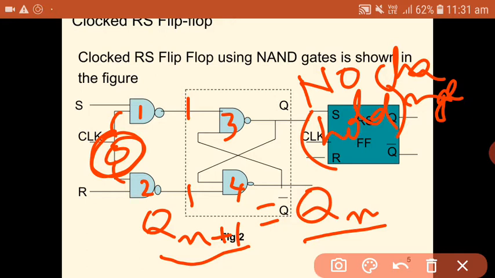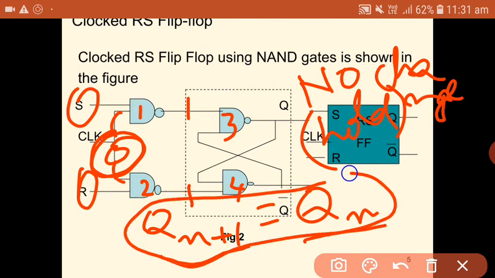So whenever clock is equal to 0, irrespective of the S and R inputs, the output will be maintained in the hold state. The present output will be holding the previous output. That means there is no change in the output state of the flip-flop when you make clock equal to 0. Irrespective of the S and R inputs, the output will be in the hold state only.